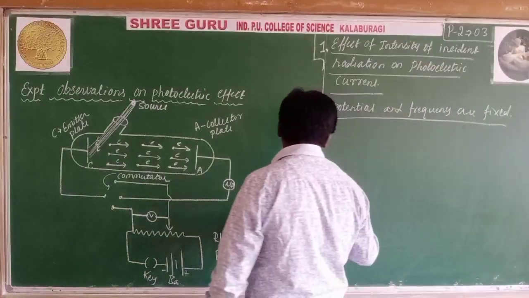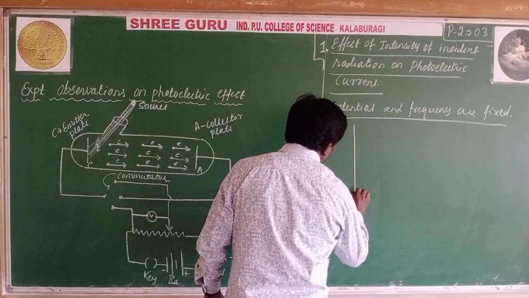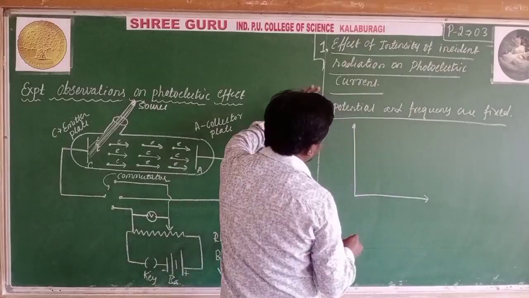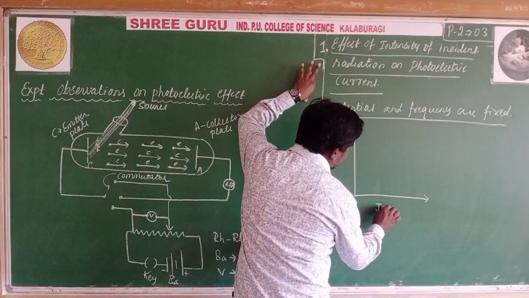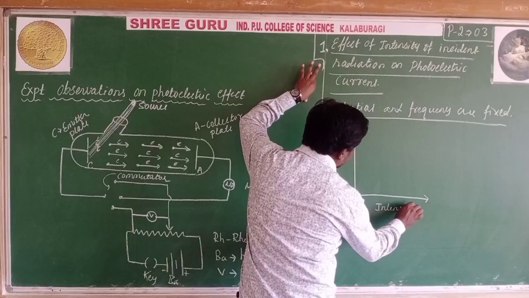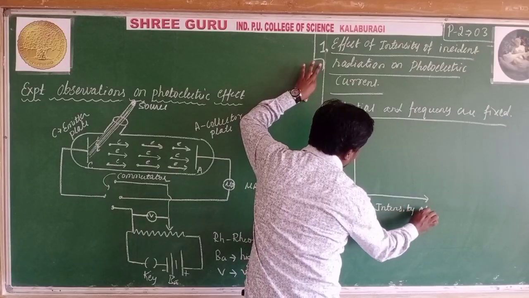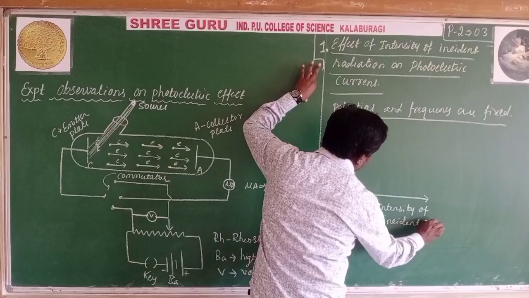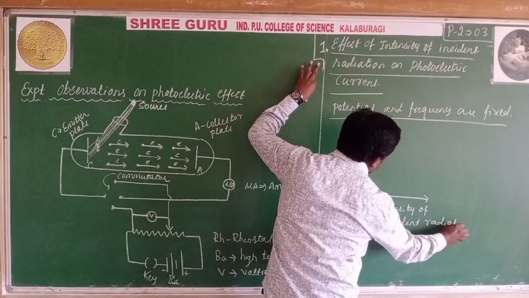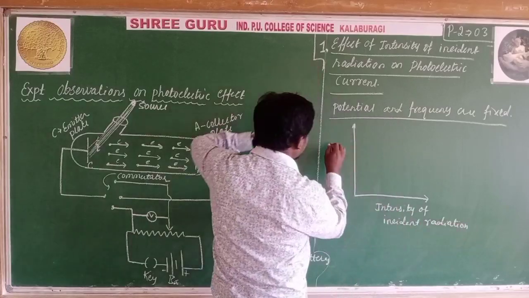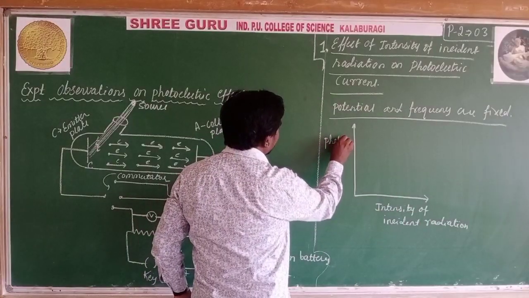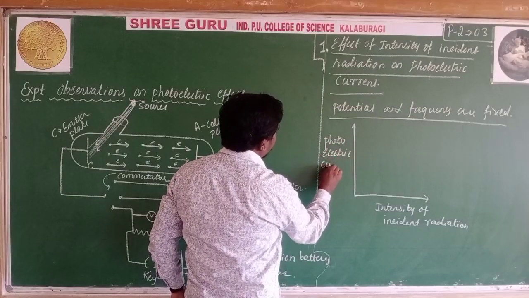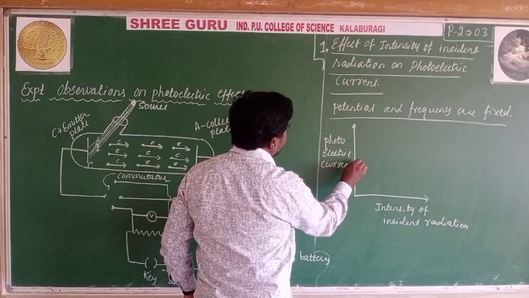Listen here, we should explain this effect on the basis of a graph. Here is the intensity of incident radiation, and here is the photoelectric current.